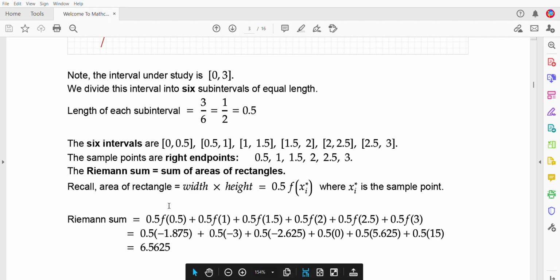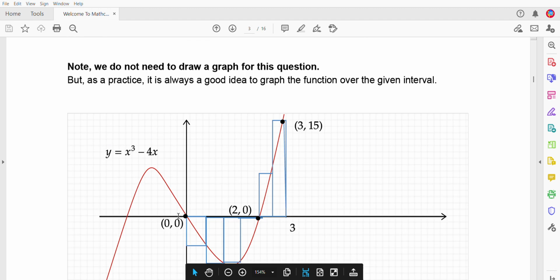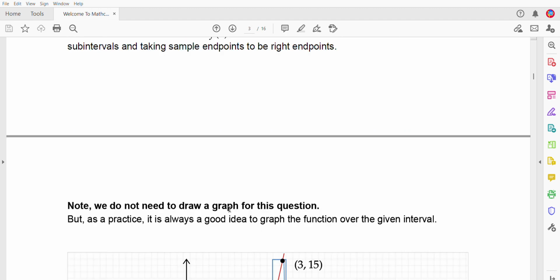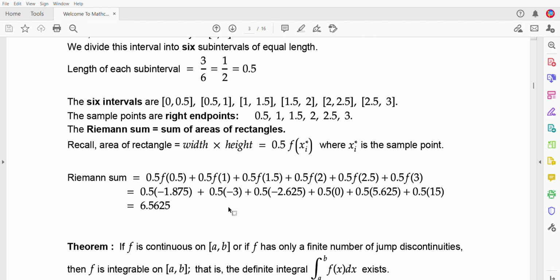I have used the expression x cubed minus 4x. I have plugged in these x values and I have found these values. So I have applied x equals 0.5 in your function to get this number and so on. This is my final answer. So this is just the Riemann sum.